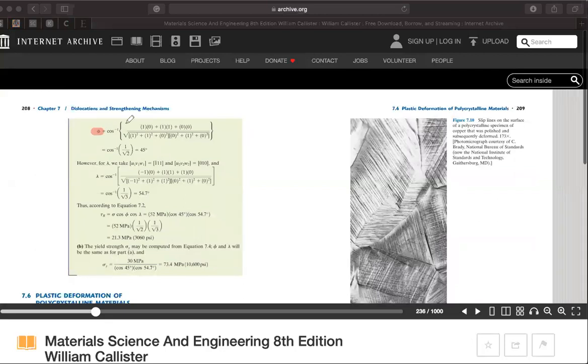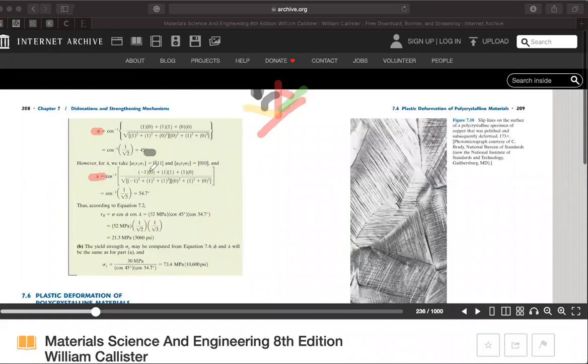phi by considering the angle between the applied stress and the normal to the surface, because this one is called phi. Okay, so it turned out to be 45. If you consider the slip direction in the plane with the applied load, that will give you lambda.